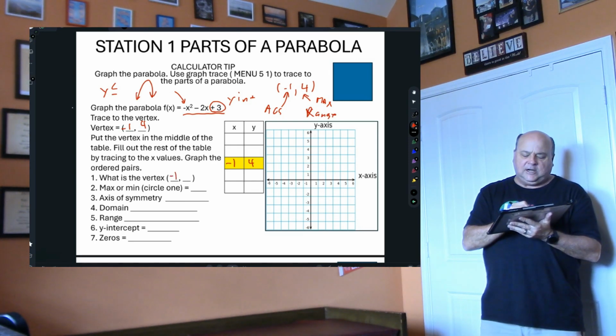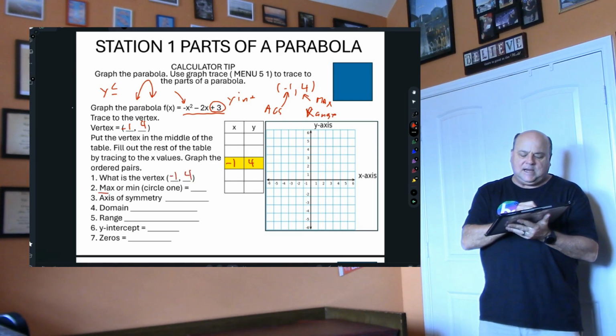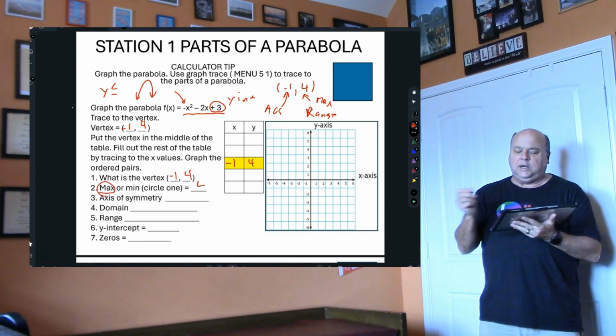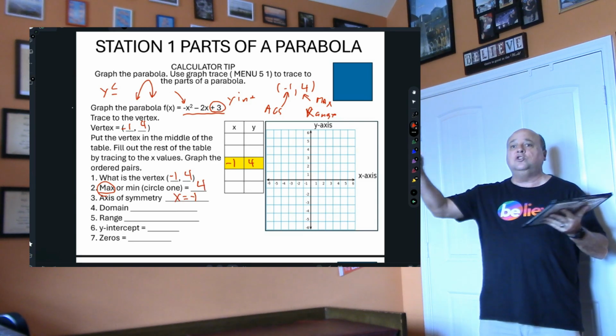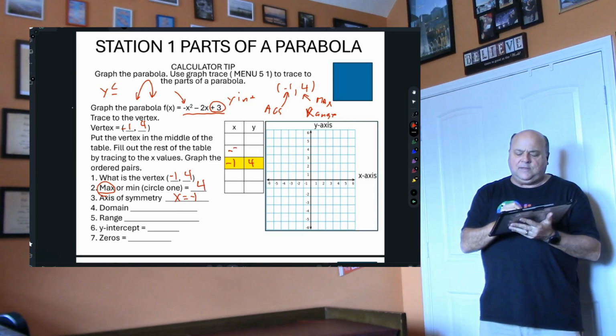The vertex is (-1, 4). It is a max, and the max is 4. The axis of symmetry is going to be x equals negative 1. I could do that all before I start on this. Now then, let's do this.